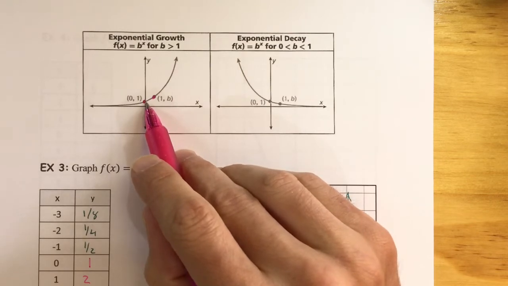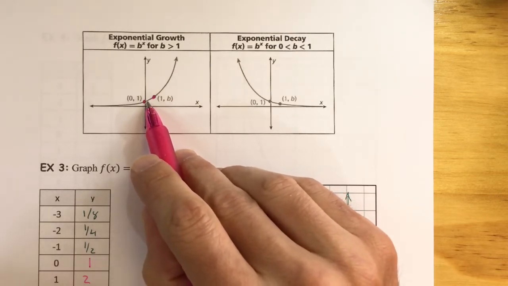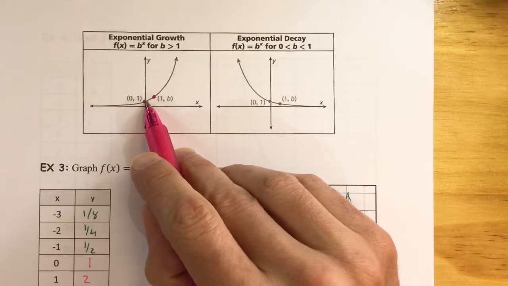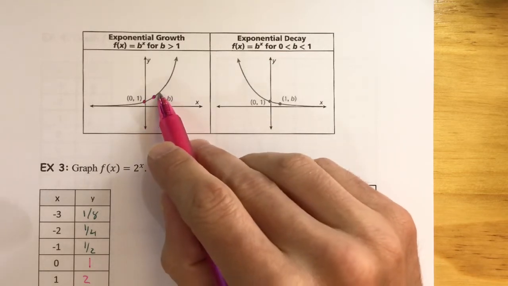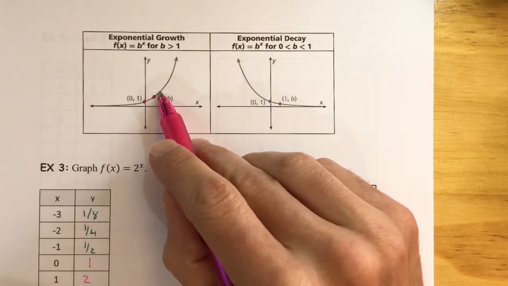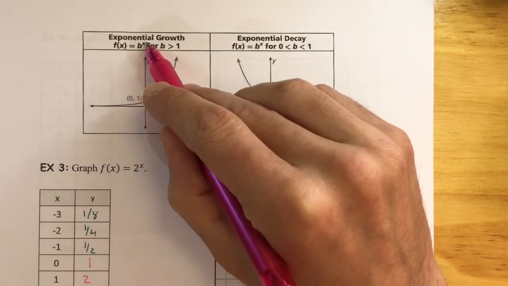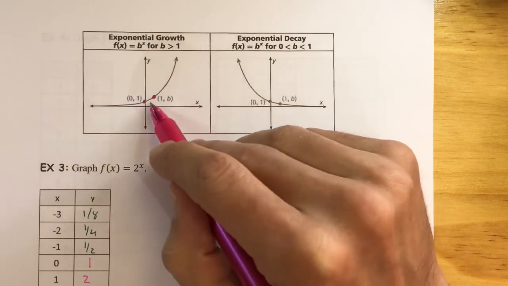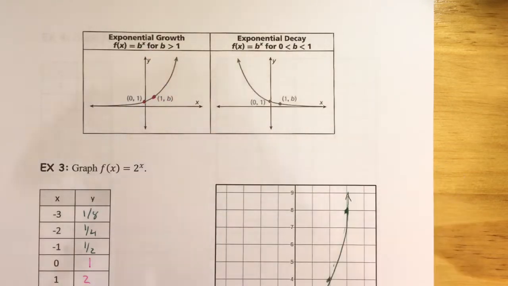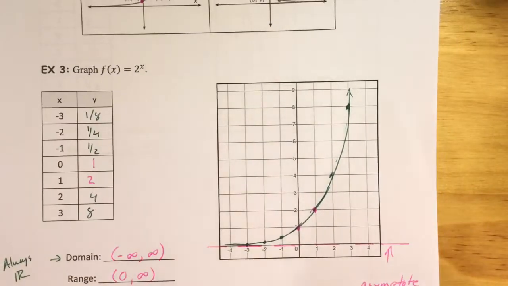Until we start doing a lot of transformations, this is a coordinate that you can really rely on being in every graph. The next coordinate is unique to each one, but it's also really easy to figure out. If you raise b, whatever it is, to the first power, you're just going to get your b value, and you can plot that. So that's always a good starting point when you work on the graphs. Okay, example 3.